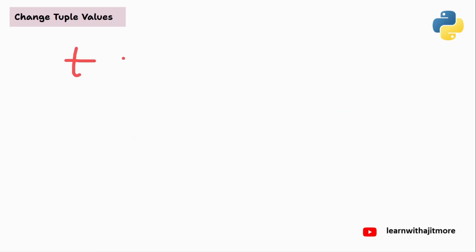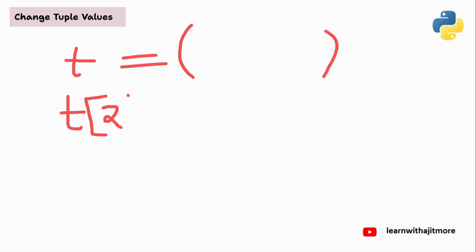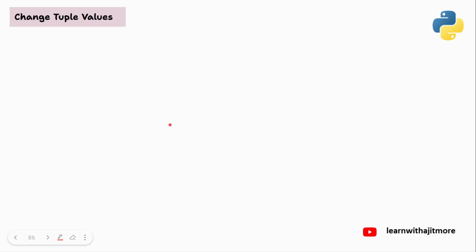If you create a tuple and try to assign a new value to any particular index, like writing t[2] = something, it will generate an error: tuple assignment not allowed. Why? Because you cannot modify any particular value in the tuple. But there is a hack.